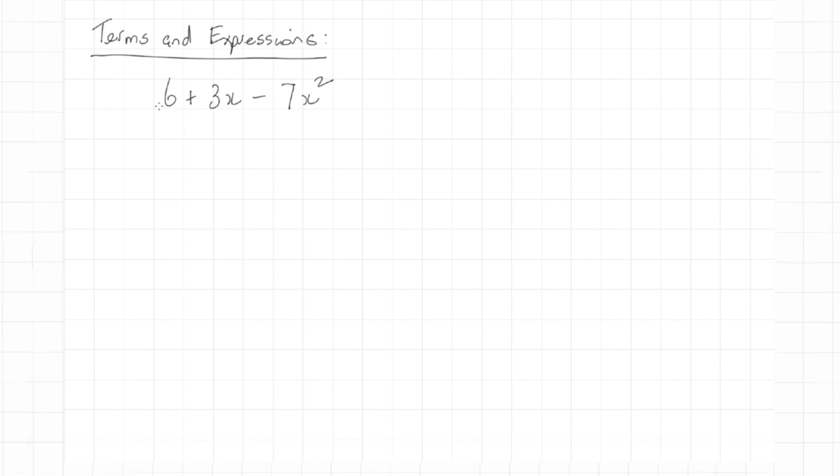The first term in this expression is 6. It is what we call the constant term. 6 is always going to be 6. It is not going to vary in value.